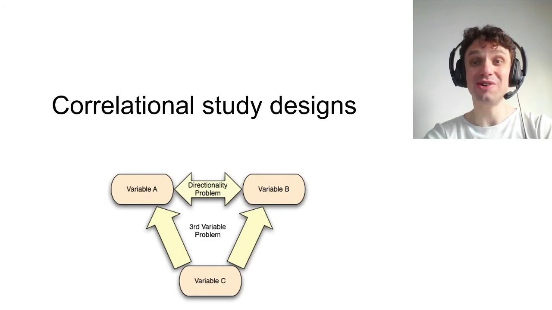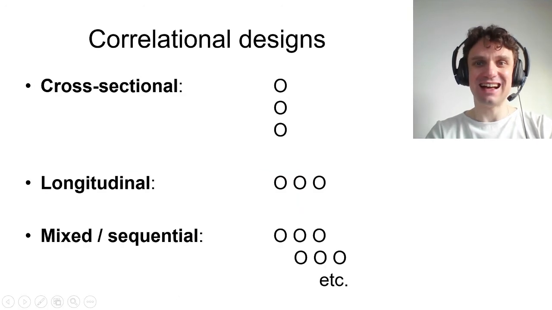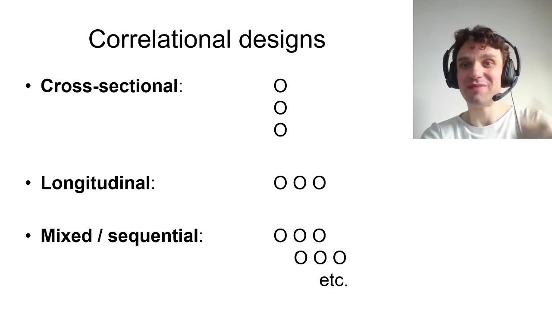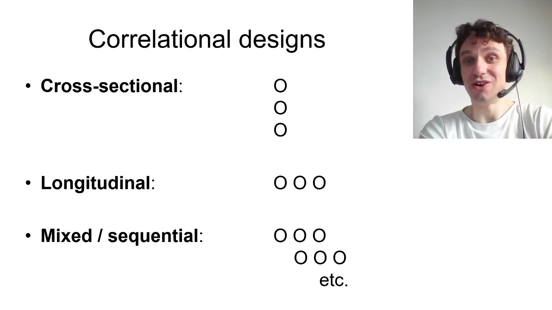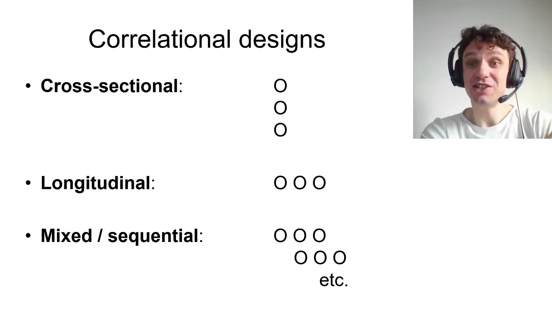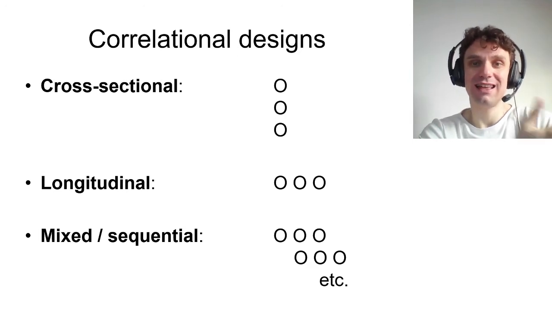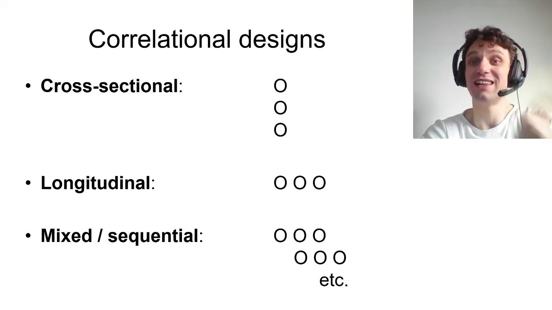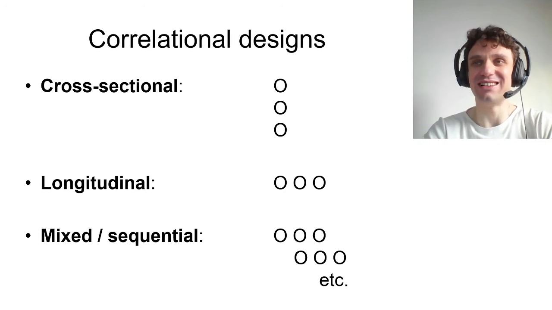Now let's take a quick look at the designs of correlational studies. It's not complicated at all. In quasi-experiments, we had only two letters, O and X, where X was the intervention. In correlational studies, we don't have any intervention. We only measure things. That's why these designs can be written down using just one letter, O. So it will be like O, O, O, or O, or O, O, etc.